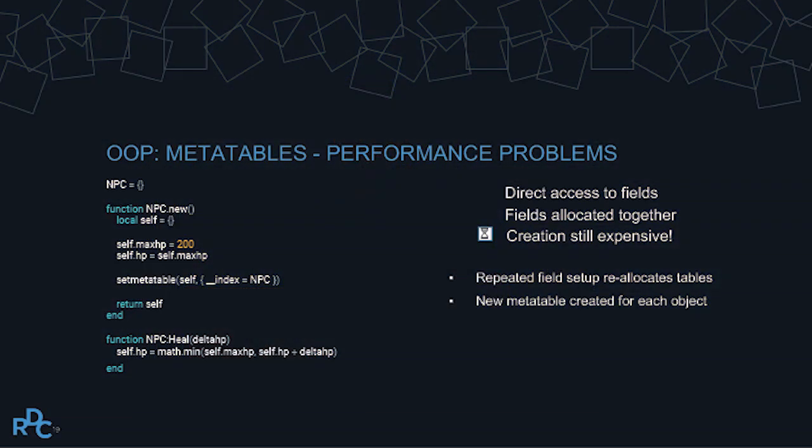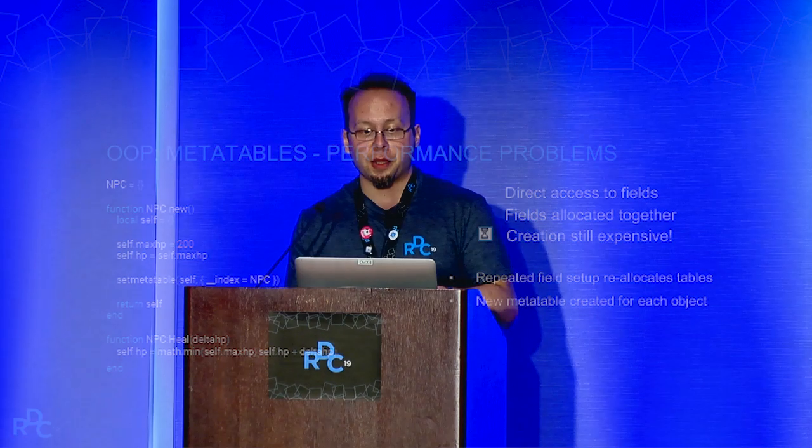So direct access to fields is good. You can now say npc.hp, and it will be fast. There's just one table, which is good for some complicated performance reasons. But let's take a very close look at the creation process. First, we have 2 individual assignments to the table fields, and this is something I haven't told you about yet, but this can be expensive. And the second is we create a new metatable for each new object, even though they're all the same.